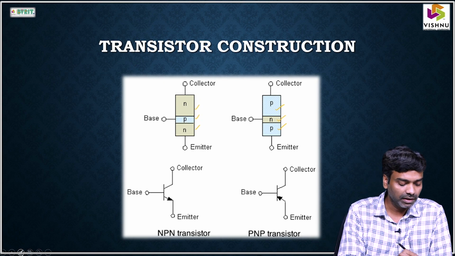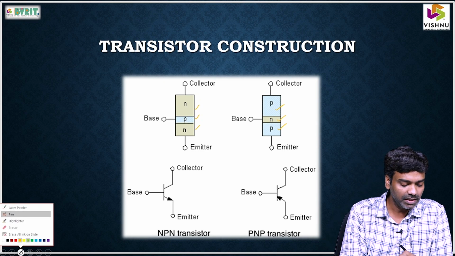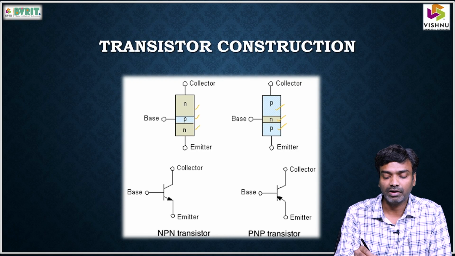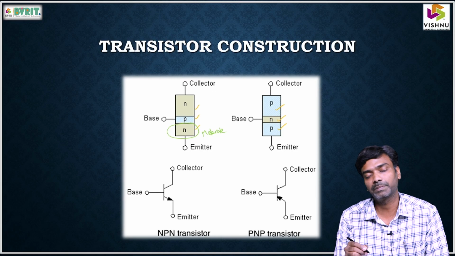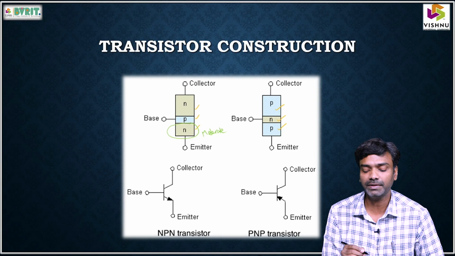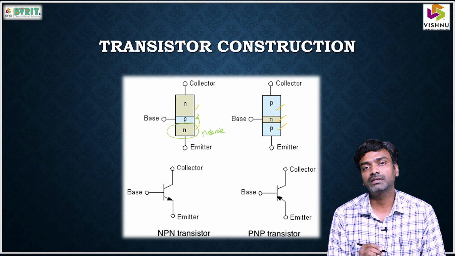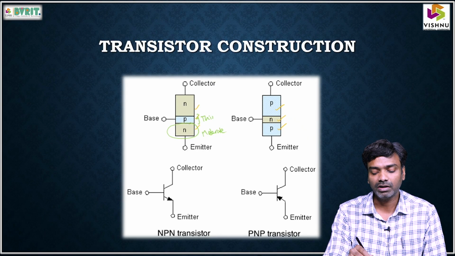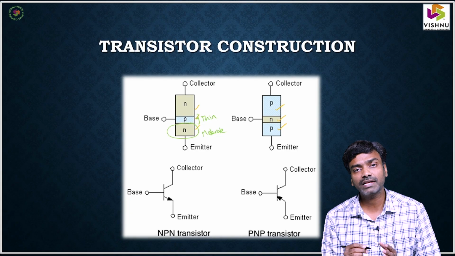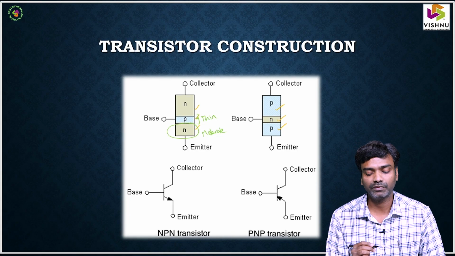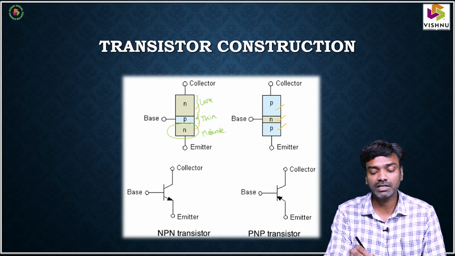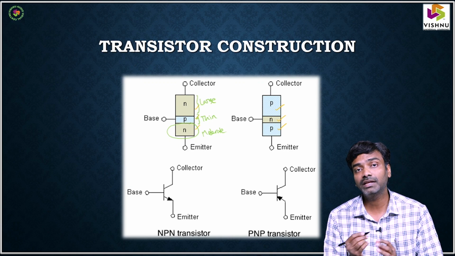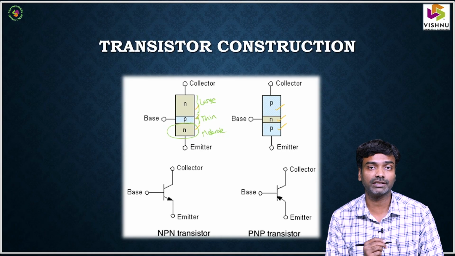We make sure that when we construct these terminals, the emitter region is moderate in width, because there is no specific purpose for the region of the emitter. The base region is very thin because the charge carriers have to be transmitted from the emitter towards the collector. We make the base region thin, and the collector is large in width in order to dissipate the heat that is generated at the collector junction.